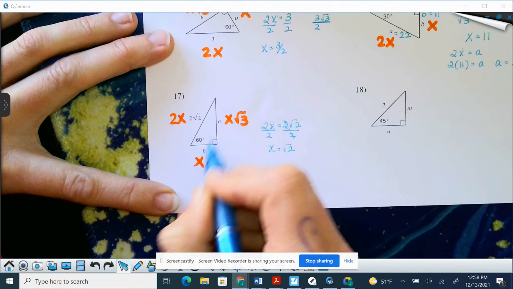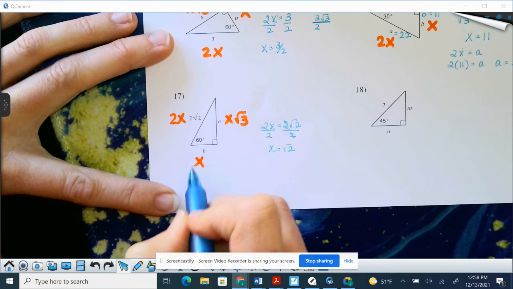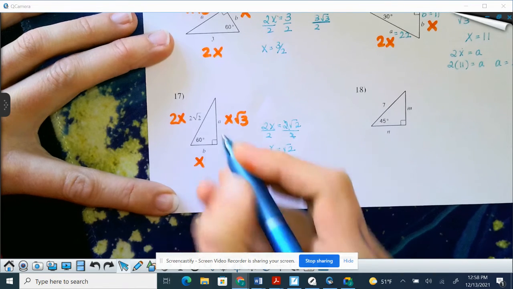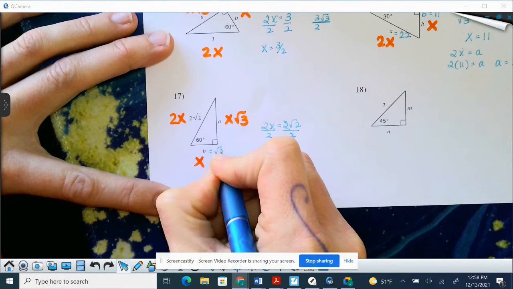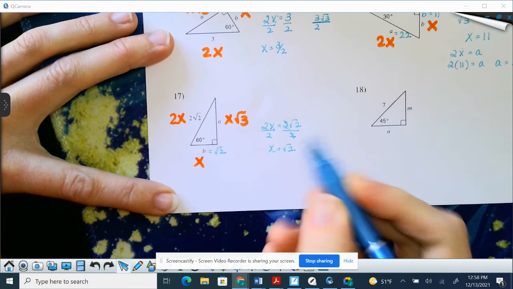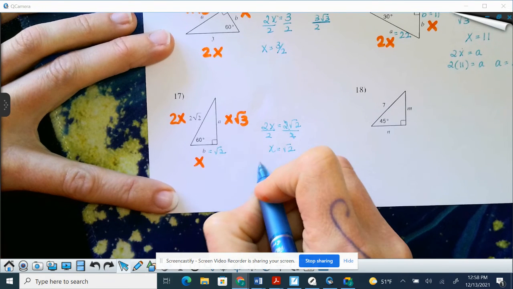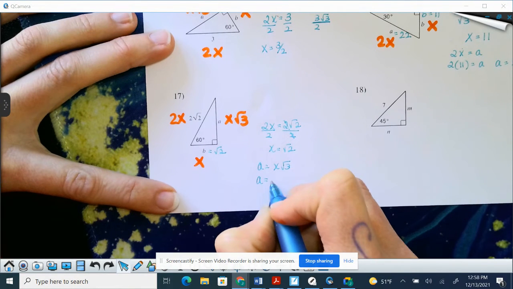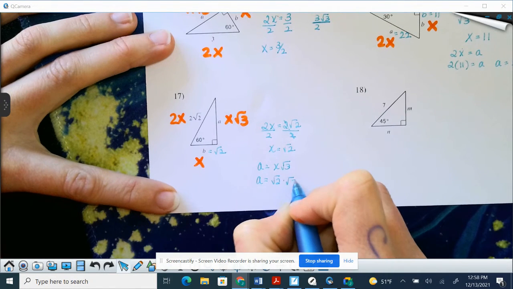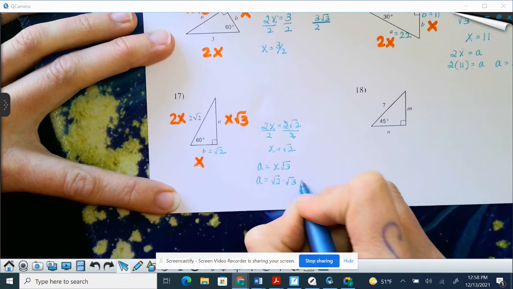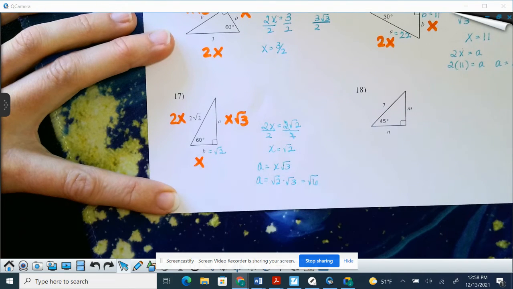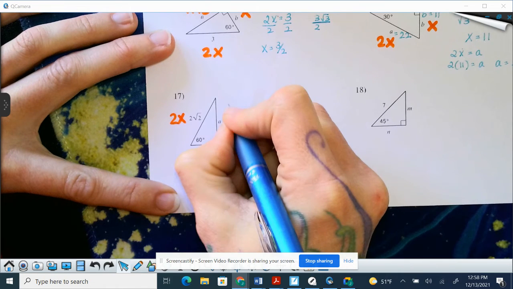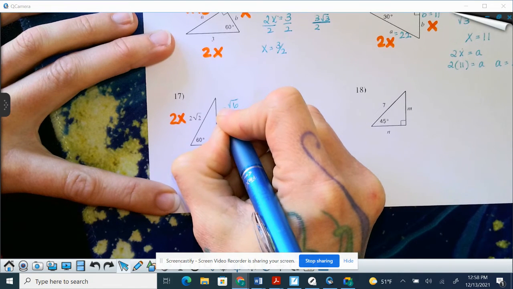Now, that does not answer our question necessarily unless you remember that b is x. So this side is going to be equal to the square root of 2. And then a, we're going to plug that in. So if a is equal to x times the square root of 3 in our ratio, then we're going to do a equals square root of 2 times the square root of 3. And 2 times 3 is 6. So we have the square root of 6, which cannot be simplified anymore. So then a is going to be the square root of 6. That is the answer for leg A.